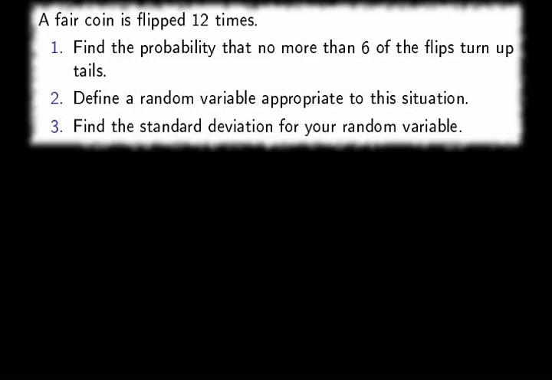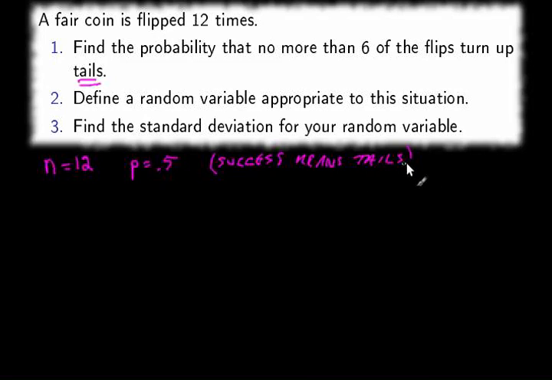Well, first of all, we need to recognize that this is a binomial experiment because we have a coin being flipped 12 times. That is, we have 12 trials. So we have a binomial experiment with n, the number of trials, equal to 12. And the probability of success is 0.5 or 1/2, where here success means that we get tails. So success means tails is flipped.